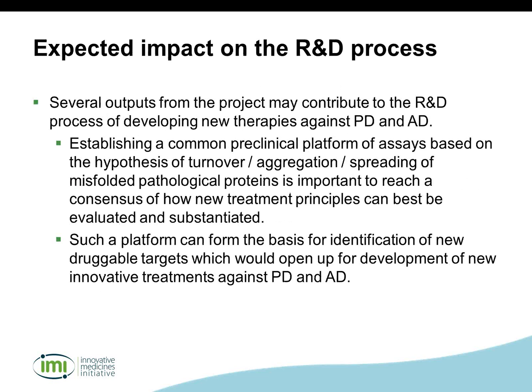So what is the expected impact on the R&D process? There are several outputs from the project which may contribute to the R&D process of developing new therapies against PD and AD. The main output, as it is phrased on the slide, is to establish a common preclinical platform of assays based on the hypothesis of turnover, aggregation, and spreading of misfolded pathological proteins. And this will be important in order to reach a consensus of how new treatment principles can be best evaluated and substantiated. So why is this so important, you may ask?